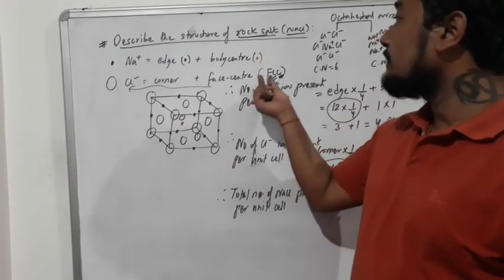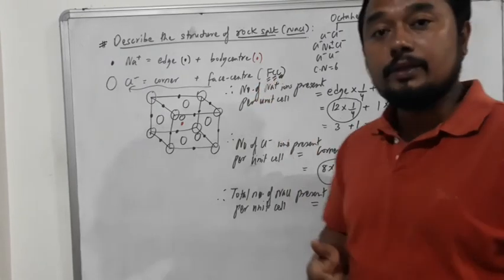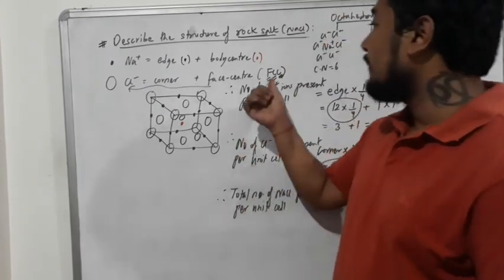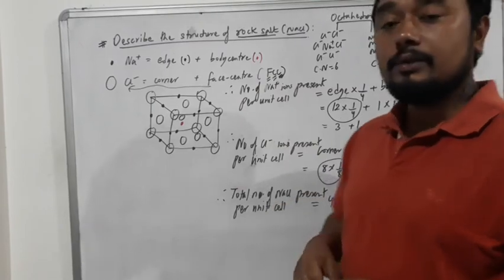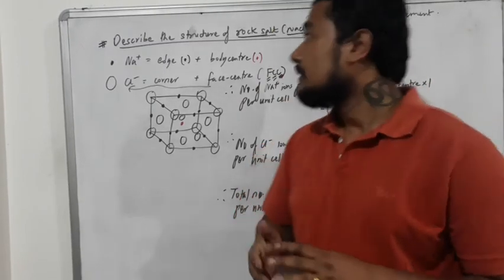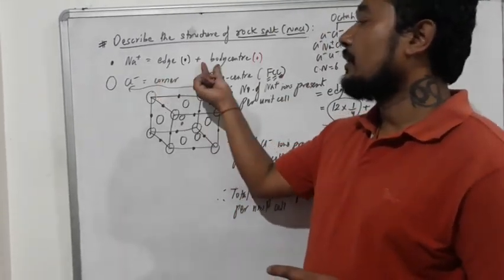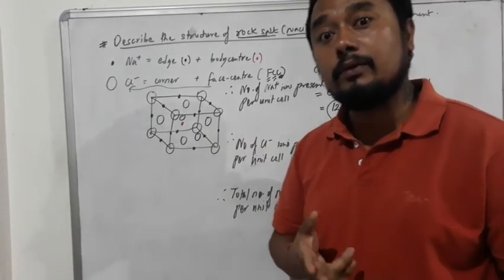So do remember, what is the meaning of FCC? Face, corner, chlorine is present. So the location of chloride ion is in face center and in corners. Then what will be the location of sodium ion? Sodium ion location will be edges and body center, students. So do remember the location.